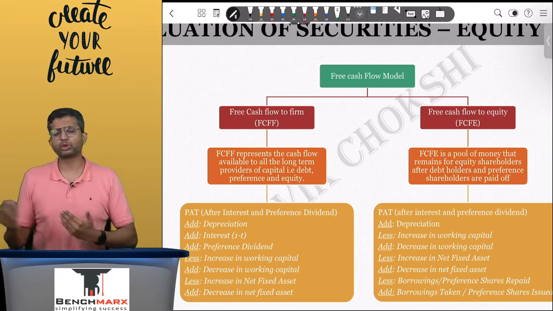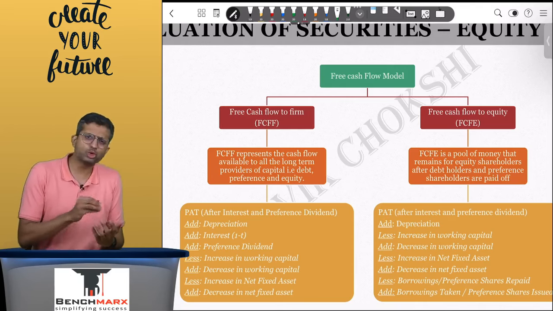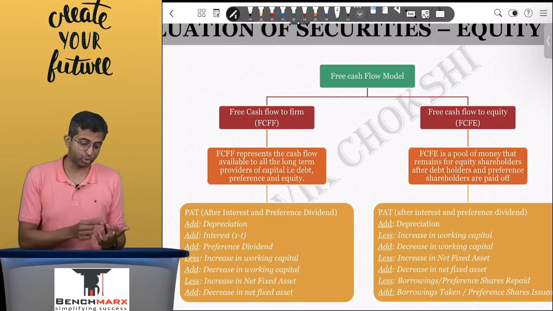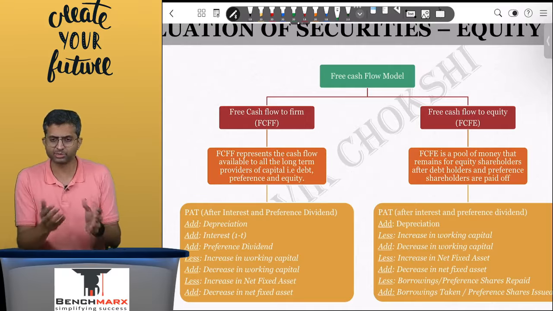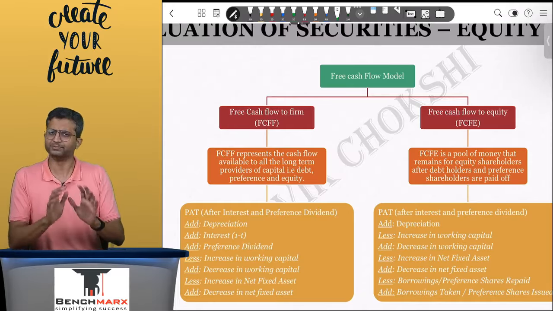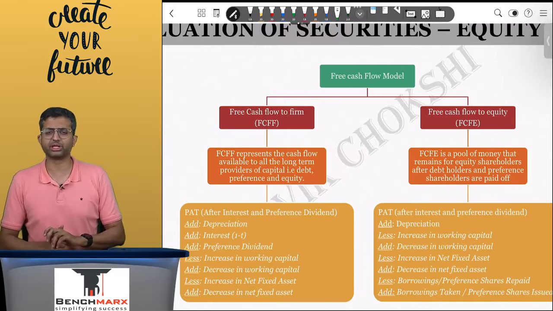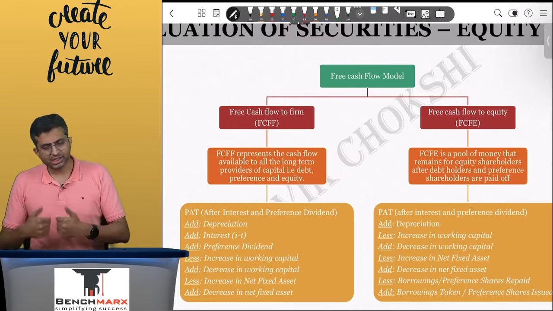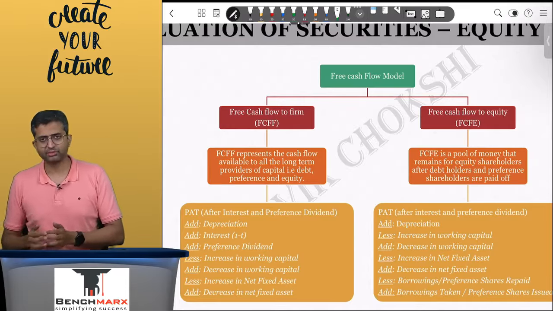On the other hand, if you're looking at FCFE, free cash flow to equity, we will do largely similar working. That is, you start at PAT, you add back depreciation, but you don't add back interest because PAT is after interest and free cash flow to equity is after deducting interest. So no separate adjustment is done for the same. Minus still fixed capital investment, minus still working capital investment.